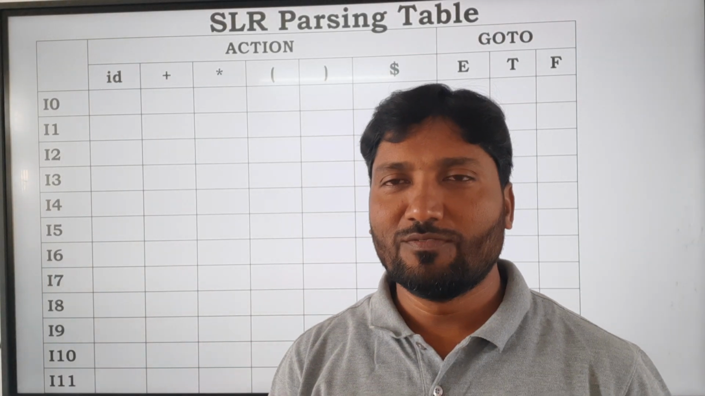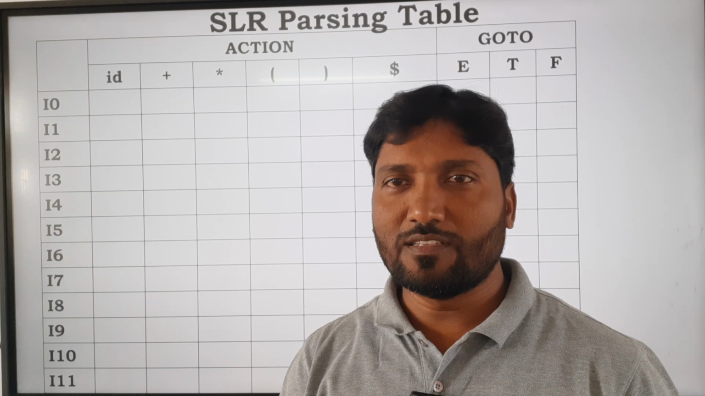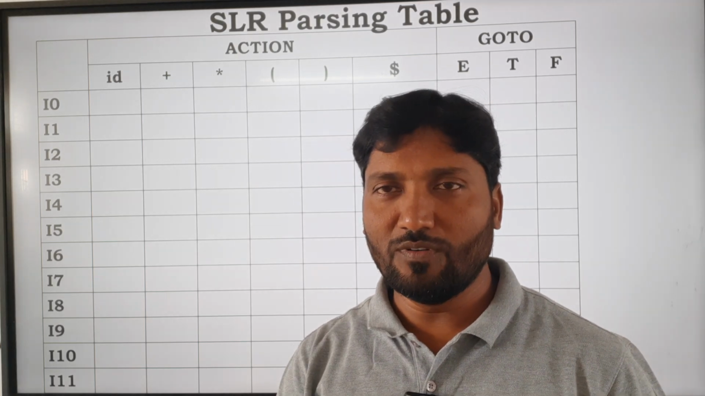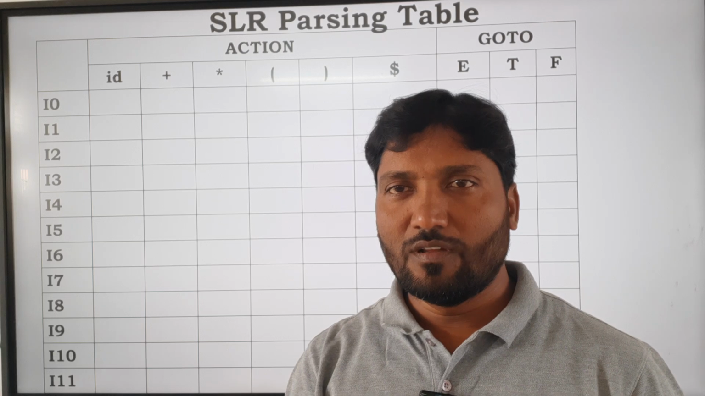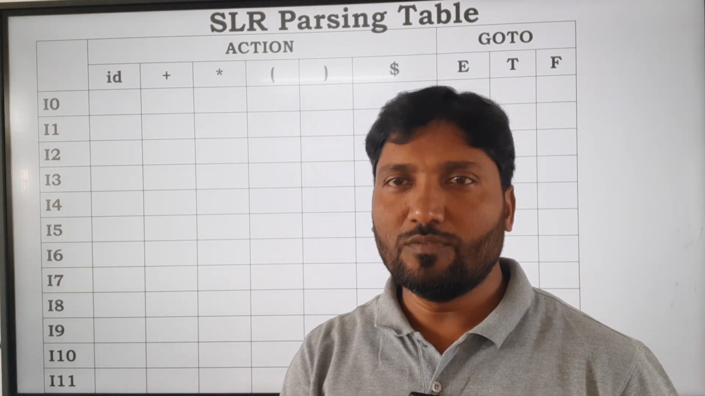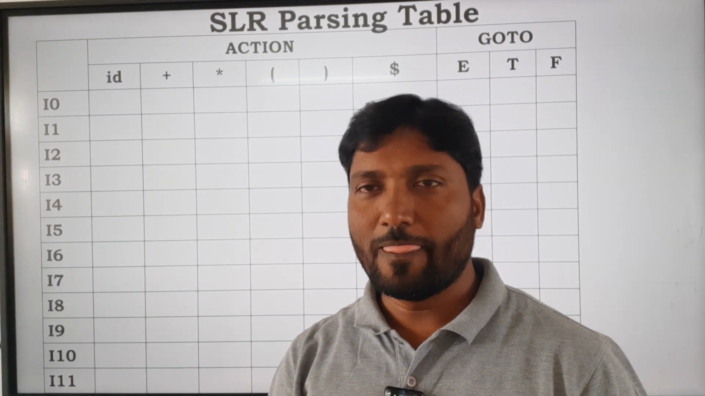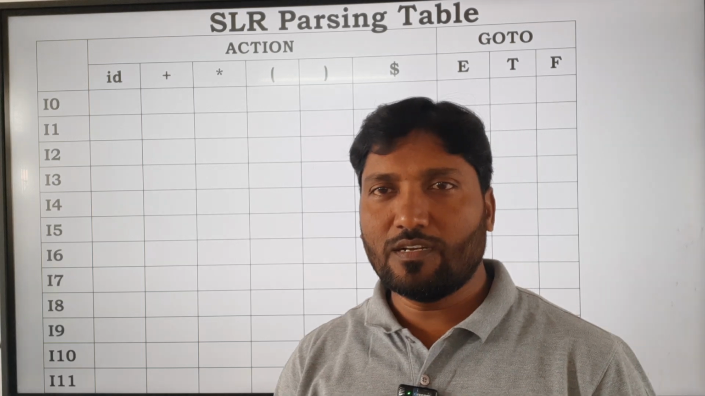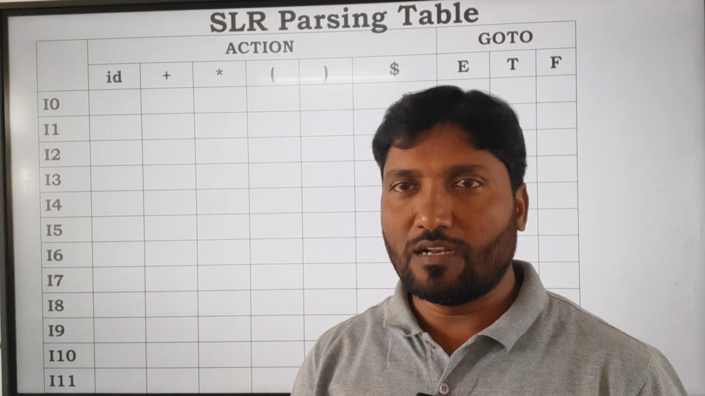In this video, we are going to discuss what a simple LR parsing table is. In the previous video, we already discussed the first step of the SLR parser, that is, how to find the canonical set of items for the given context-free grammar. In this video, we are going to discuss how to construct the SLR parsing table by using the canonical set of items.